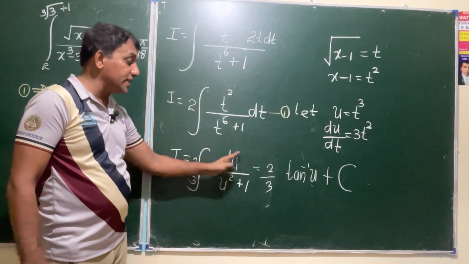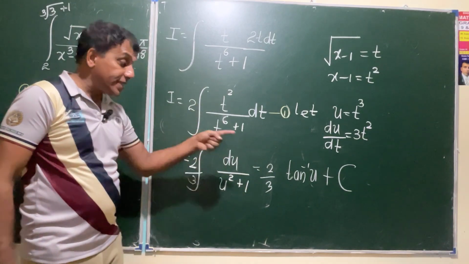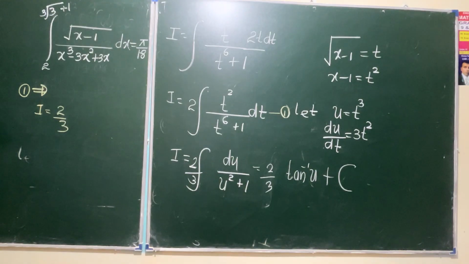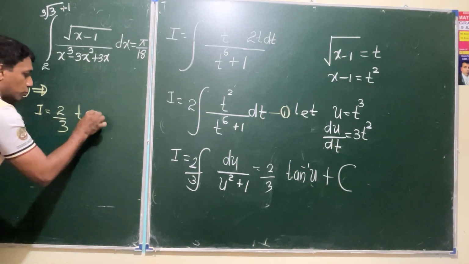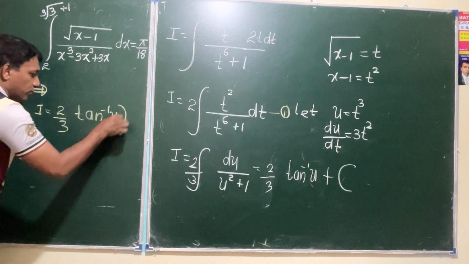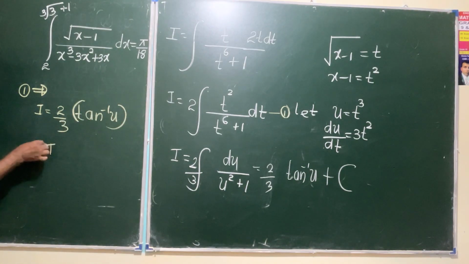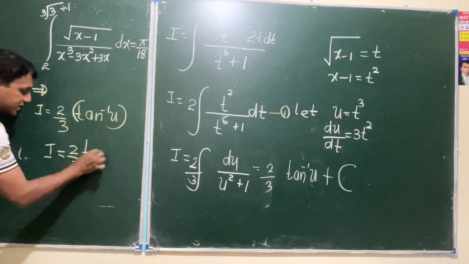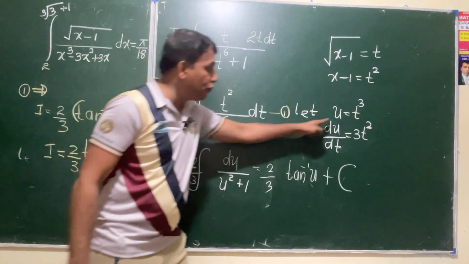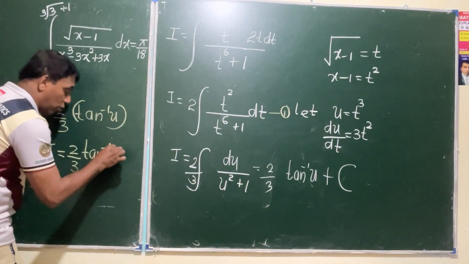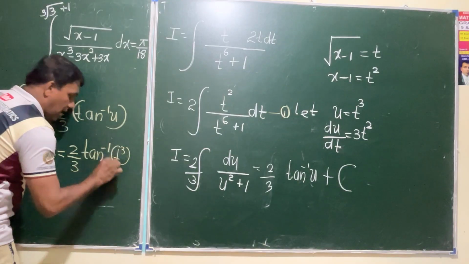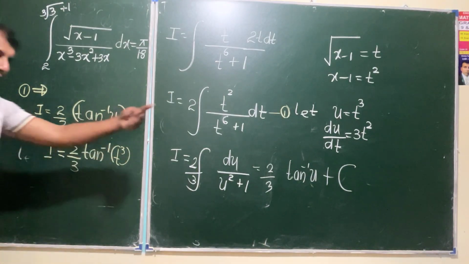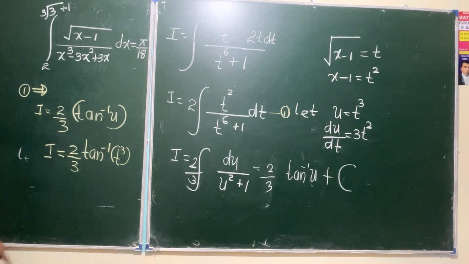The integral answer is 2/3, that is 2/3 tan inverse u, right? So I equals 2/3. Come back, what is tan inverse u for? What is u? u is t cube, right? This is the answer, plus we have the arbitrary c, but the later part c cancels, right? Now finally apply this boundary.